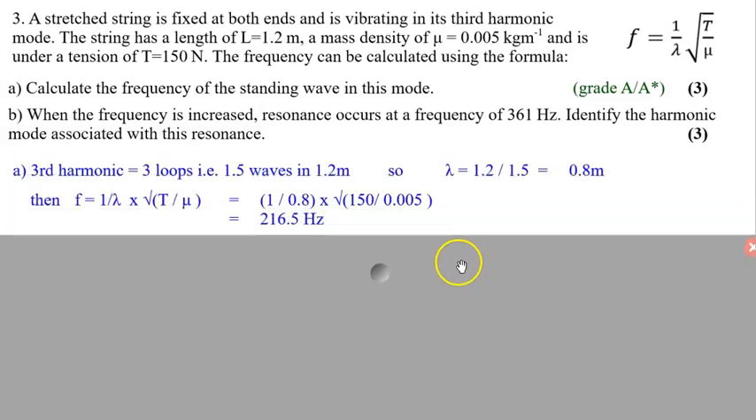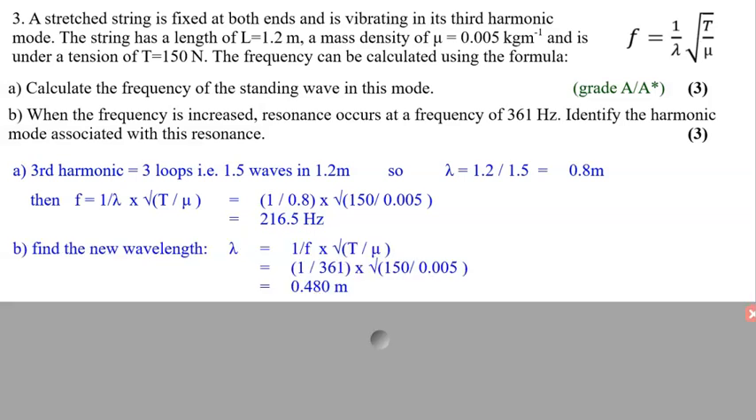So we need to think, okay, 3 loops means the third harmonic. 3 loops is 1.5 waves in the length of 1.2 meters. So the wavelength is 1.2 divided by 1.5 waves, which is 0.8. So that's our first calculation, and that might have thrown some students. Once we've got that, it's a relatively simple substitution, and we get our answer for part A, which is 216.5.